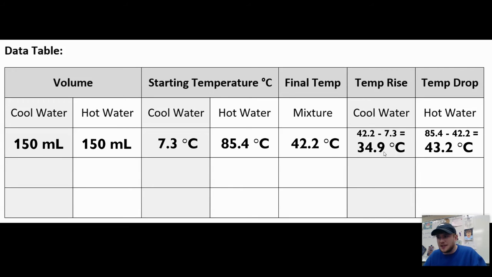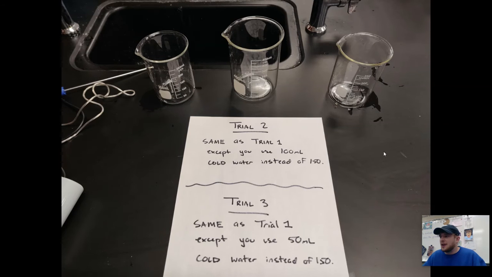We're going to be discussing this. What are our findings? Why would it drop? Why would it rise? And why would it be these numbers? All right, so that's the first trial. Second trial, what we're doing is the exact same thing, except instead of equal amounts of both, we're actually going to use less cold water this time. Before we used 150 milliliters of cold water, now we're using only 100 milliliters of cold water. How would that affect the final temperature?